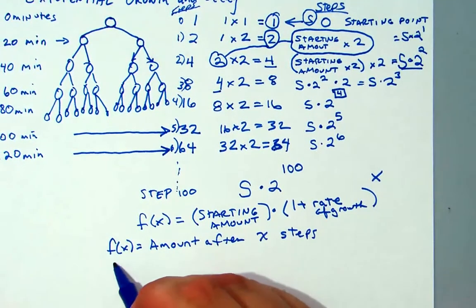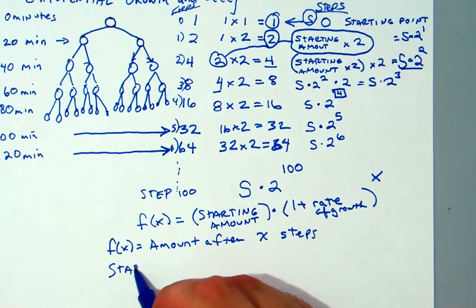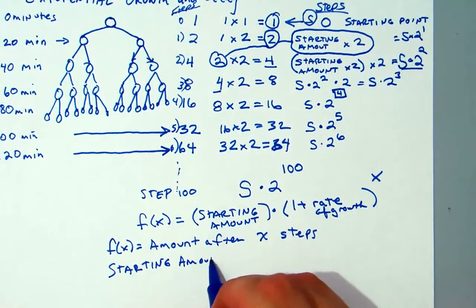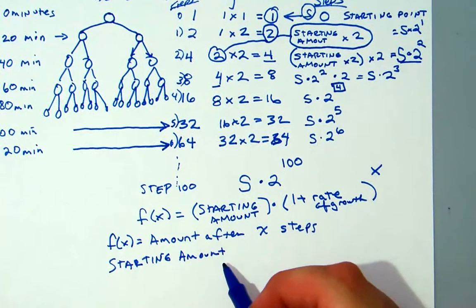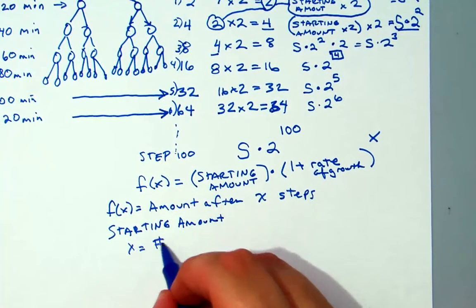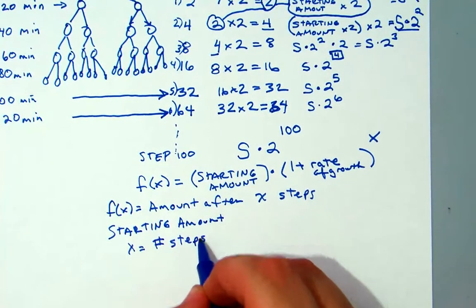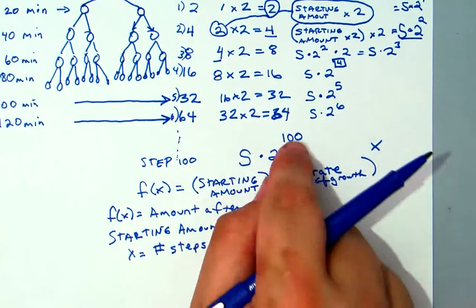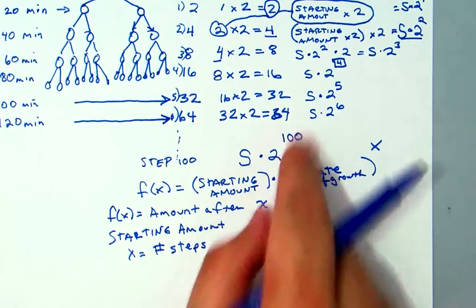The starting amount, well, that's exactly what it sounds like. It's the starting amount. X is equal to the number of steps. Just like here, I wanted step 100. So after 100 cell divisions, I just take 2 to the 100.